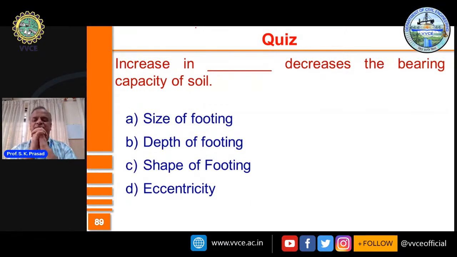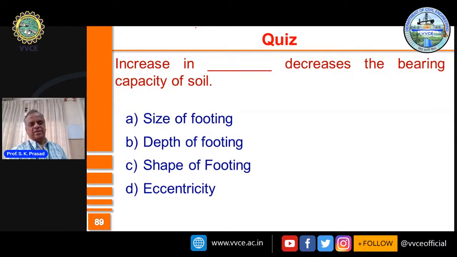Okay, I just have a question here. We have solved many of these types of questions. Increase in any of these decreases the bearing capacity. You take the first one: increase in size of the footing. If you increase the size, will bearing capacity decrease? No. If it is clay soil, no change. But if it is sandy soil, if you increase the size of the footing, naturally bearing capacity increases.